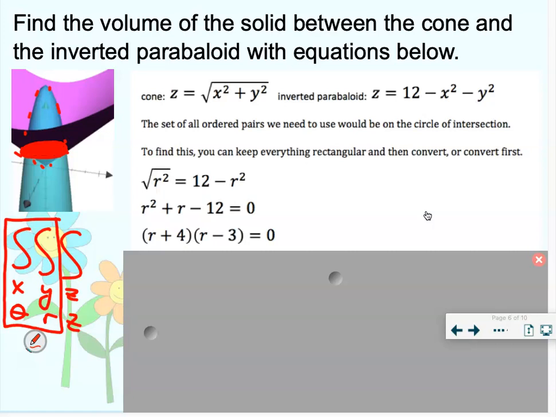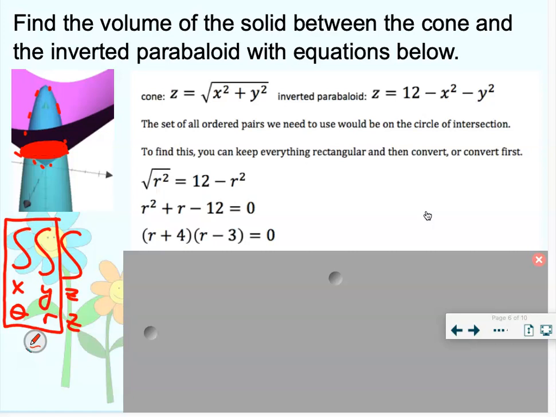So anyway, for this problem, the r's and the thetas were actually pretty simple once you solved. So r just goes 0 to 3, theta just goes 0 to 2 pi. Your z's, we're subtracting. We have an upper z, and we have a lower z.